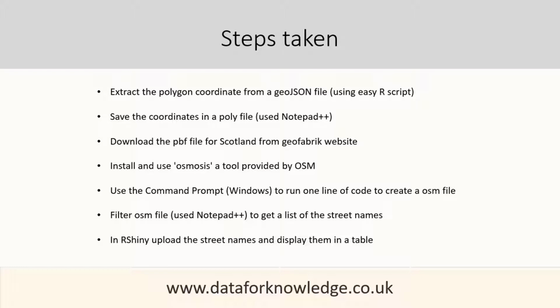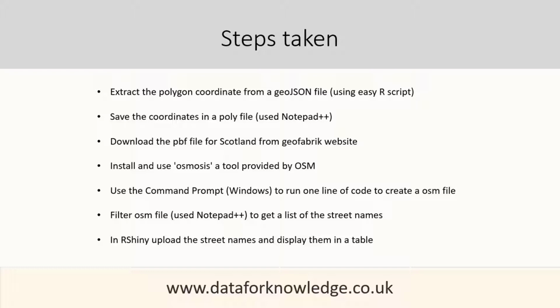I will begin by extracting the polygon coordinates from a geoJSON file using an easy R script. Then I will save the coordinates in a poly file using Notepad++. I will download the PBF file for Scotland from GeoFabric's website. I will install and use Osmosis, a tool provided by OpenStreetMap. Then I use the command prompt in Windows to run one line of code to create an OSM file.